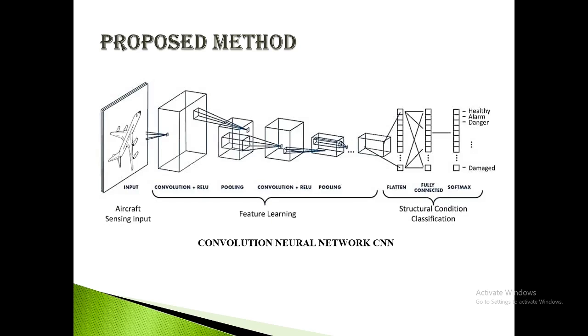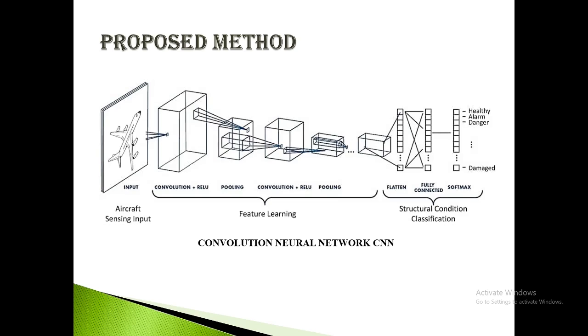This slide shows the proposed method. The reason the convolutional neural network was designed is that researchers wanted to find how humans perceive an image in the human brain. A convolutional neural network is a kind of deep network.